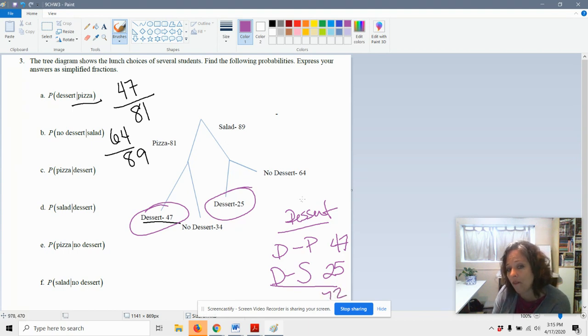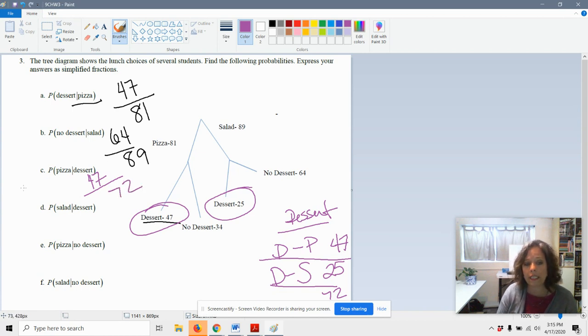So even though we didn't have a nice branch to work with to have a dessert category, we can kind of make one, right? So the total number of people in our dessert category that had pizza, that's that 47. These are people that had dessert that also had pizza. So 47 had pizza that are in our dessert category. And here's our total, 72. Okay? Now let's look at D. How many had salad? Well, 25 had salad in our dessert category. And again, that dessert category total is 72.